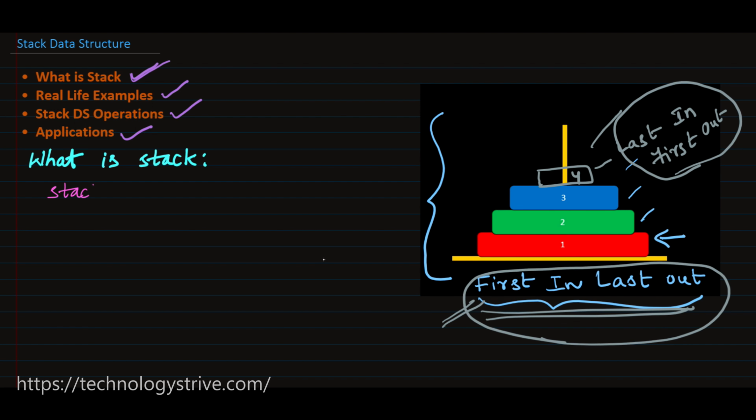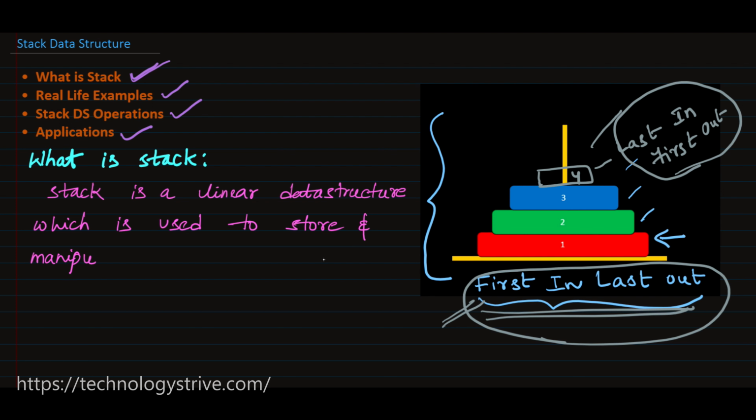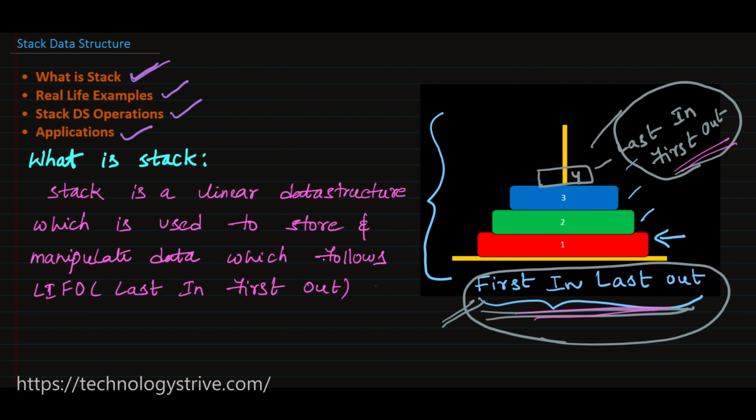So these are the two things which we are achieving if we are using stack data structure. So stack is a linear data structure which is used to store and manipulate data, and it follows a particular order in how the data is manipulated. It is following either first in last out manner or last in first out manner. So last in first out is also known as LIFO. So this is called last in first out, or first in last out.